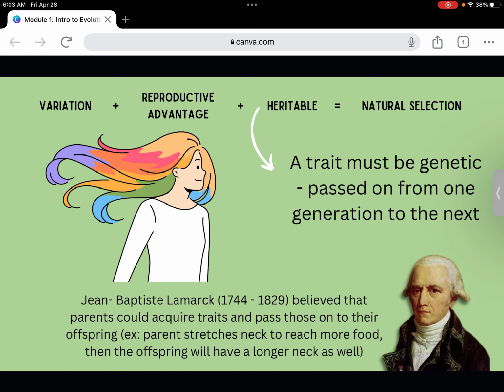At the same time that Darwin was trying to form his theory of evolution as we know it today, Jean-Baptiste Lamarck also had a theory, and he thought that the parents could acquire traits and pass those to their offspring. So if we go back to our giraffes, he thought that if giraffes stretched their necks really far to reach the leaves on the tall branches, that their necks would get longer, and they could pass that on to their offspring, who also would have longer necks. We know this isn't true now. It has to be heritable, and it has to be something found in our genes.